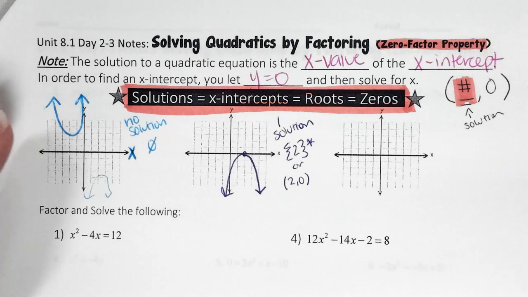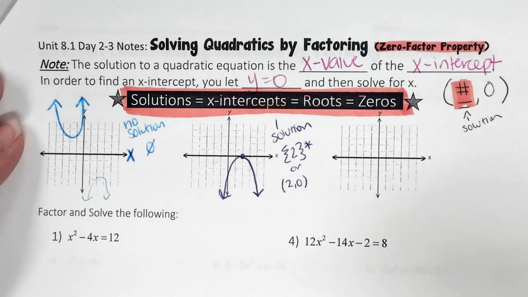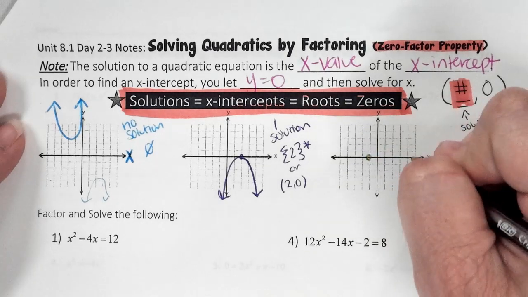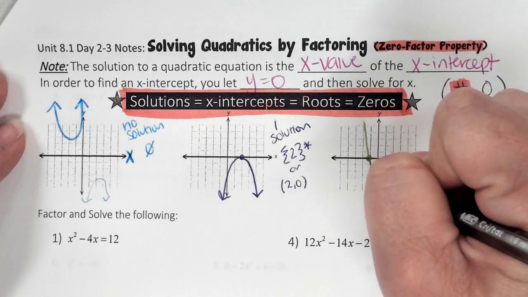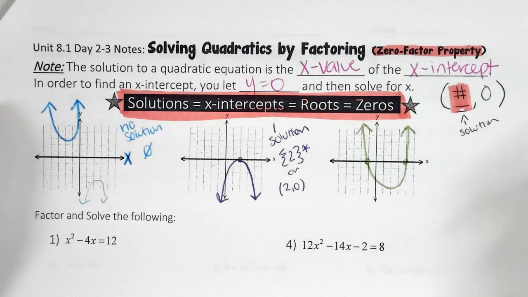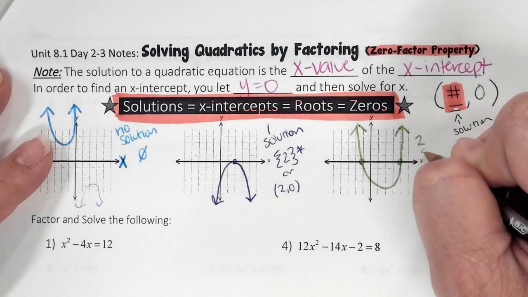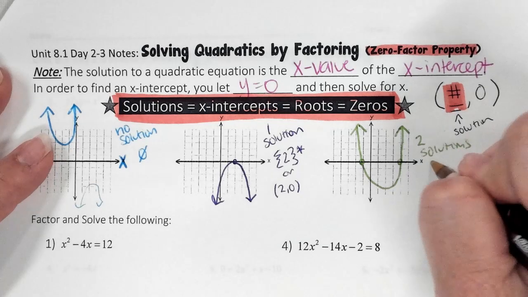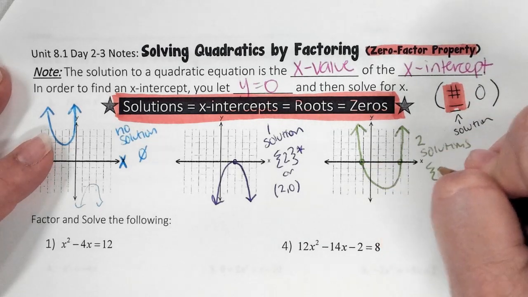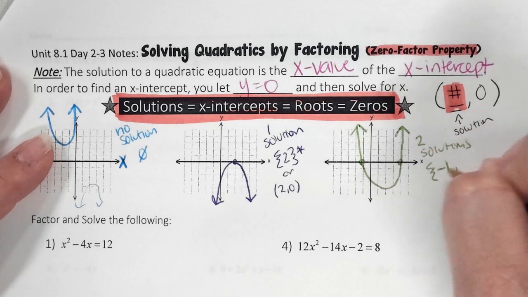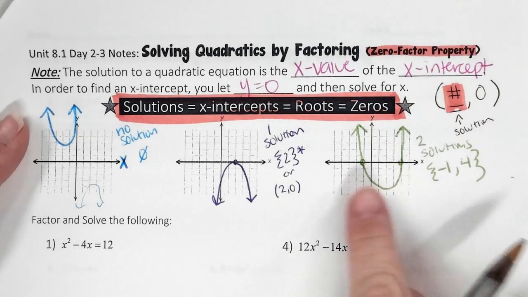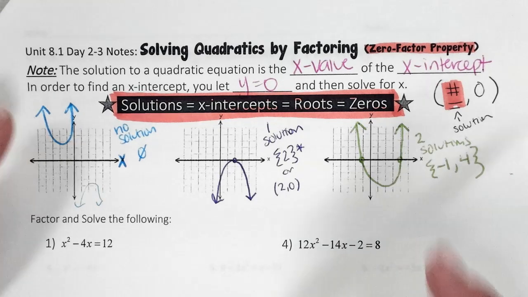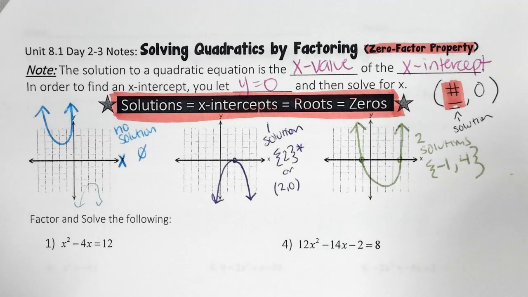Okay, so then your other option is to have 2 solutions. So you could have something like this and like this, where it touches twice. So this is 2 solutions. But if you wrote them, the answer would be -1 and 4, because it touched at -1 and 4. So that's my solution set. Any questions with that? Okay, so knowing that, let's look at these.